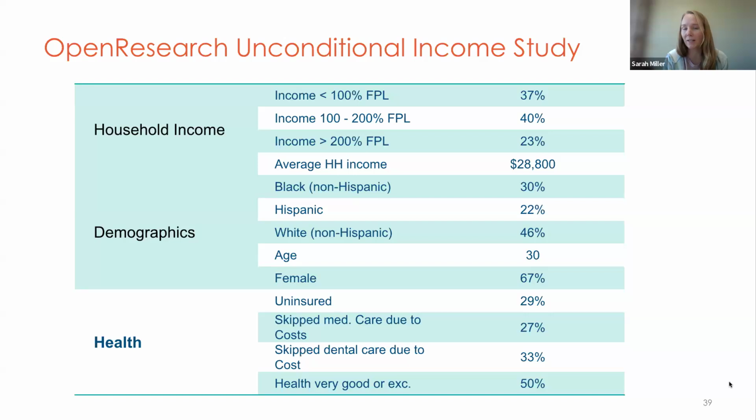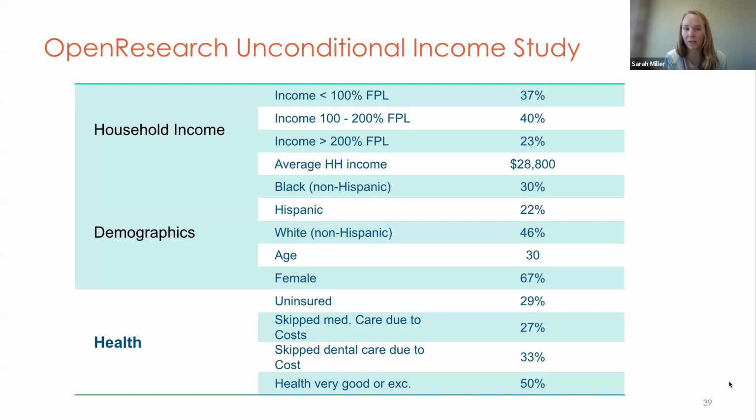30% of the sample are non-Hispanic Black, 22% are Hispanic, and 46% are non-Hispanic white. On average, our average age is 30, and female participants are somewhat overrepresented, in part because of our eligibility criteria surrounding household income and the federal poverty level.